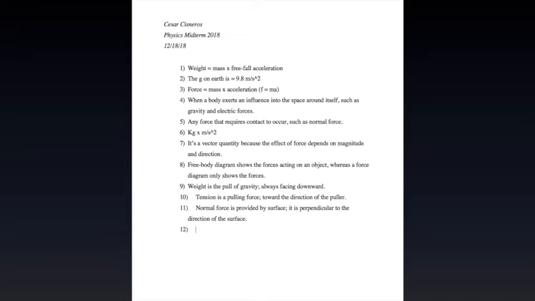Next we have, what is friction? Friction is the force that exists between materials in contact. It faces against the direction of whatever is in motion. Next we have, what is a simplified equation of acceleration? This would simply be a equals change in v over change in t, velocity over time. Note that change is the same as delta.